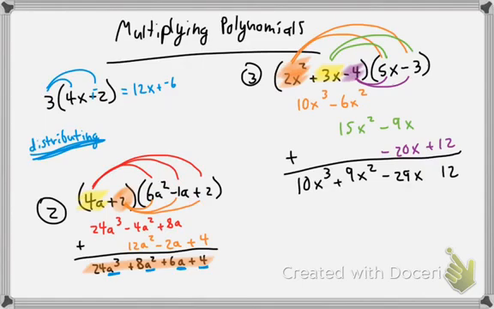This would be a good final answer for what our trinomial times our binomial equaled. 10x cubed plus 9x squared minus 29x plus 12.